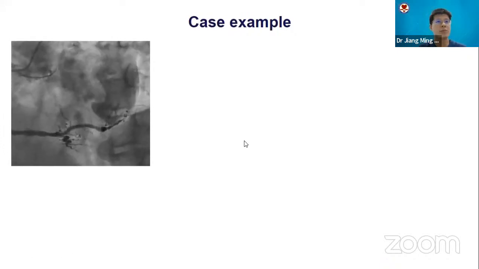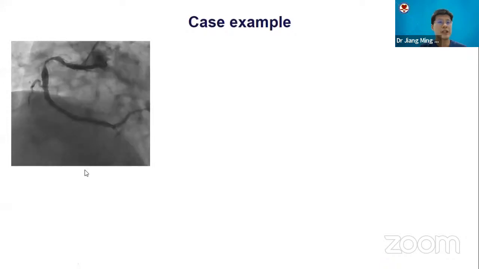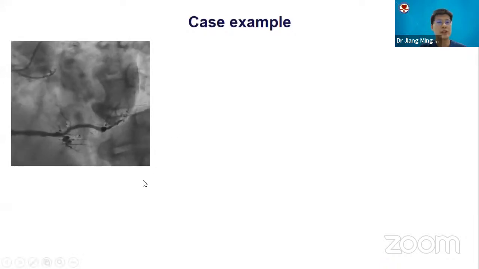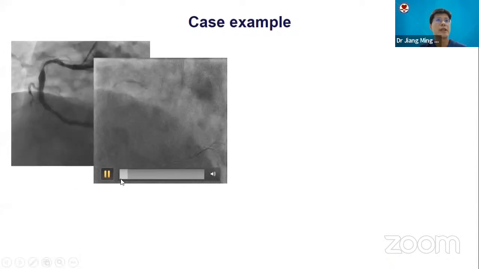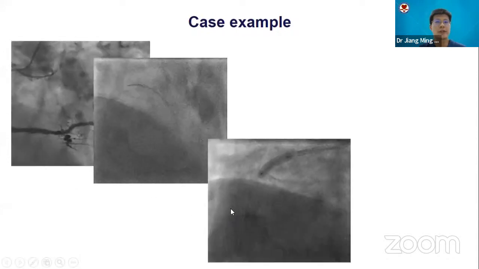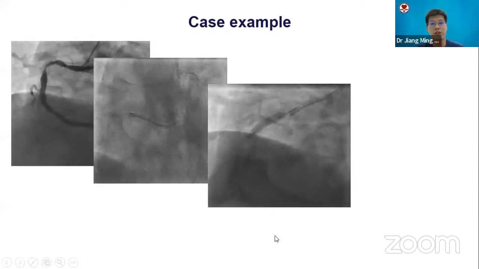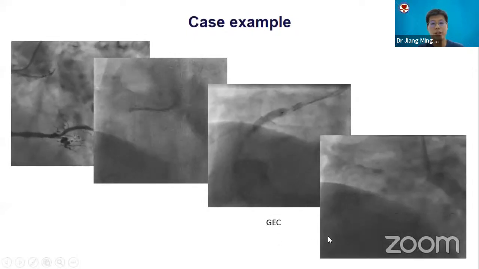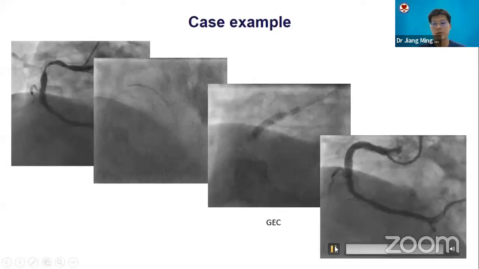Now, this is a case example as shown here, involving a tight lesion in an RCA. After routine lesion preparation, the stent could not be delivered due to the vessel bend. Further lesion preparation was performed with additional support with the guide extension catheter, and subsequently the stent could be delivered with reasonable angiographic results.